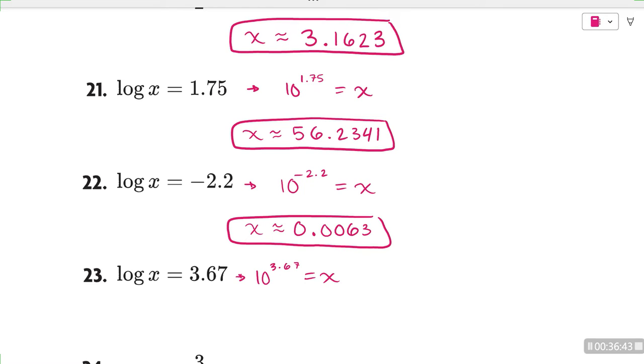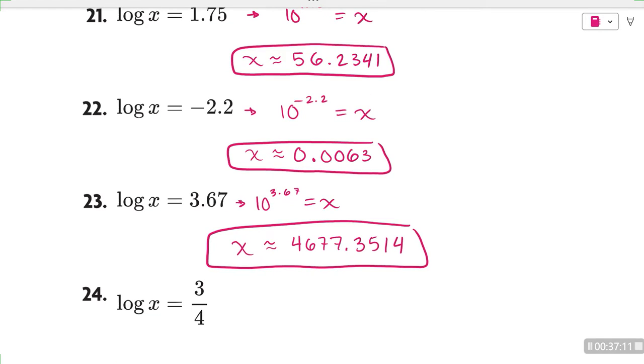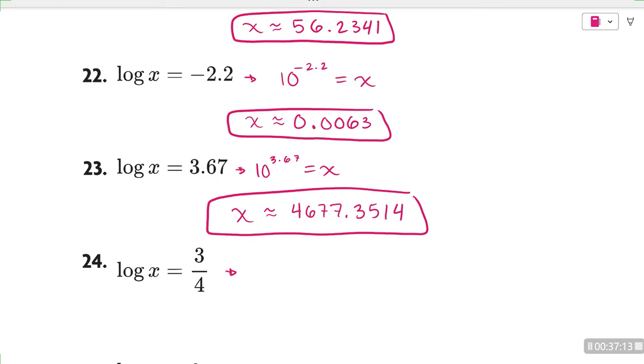Okay. Here, 10 to the 3.67 equals x, right? So 10 to the third is 1,000, and 10 to the fourth is 10,000. So we're going to get a number in between 1,000 and 10,000. So x equals roughly 4,677.351. And then the next two numbers are 4, 1, so the 4 does not round up. So 4,677.3514.